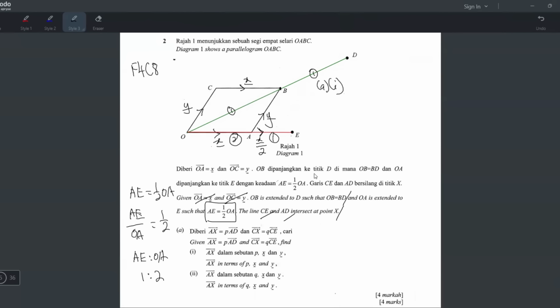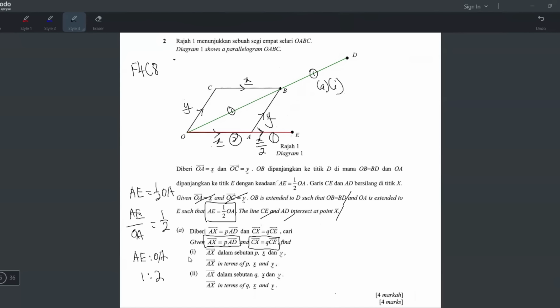So let's do the next part first. Ada lagi, given AX is P AD. Okay, this information I tak dapat label because dia tak bagi nilai P. Yeah, nilai P will be the ratio for AX to AD, but they never give me, so I can't label it. And then CX equals Q CE also same, can't label this because they never give us nilai Q. Kalau dia bagi nilai Q, then kita boleh tahulah ratio untuk CX, CE, tapi tak bagi, so tak tahu.